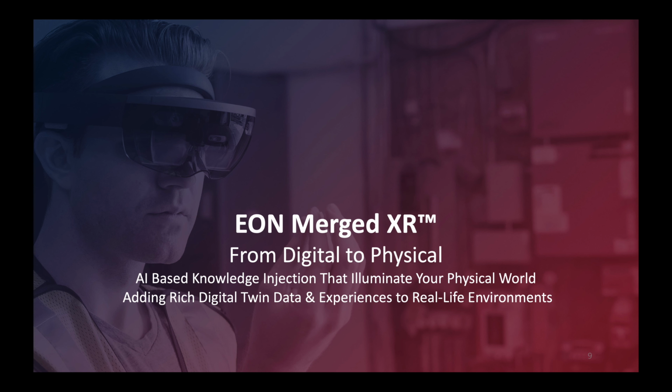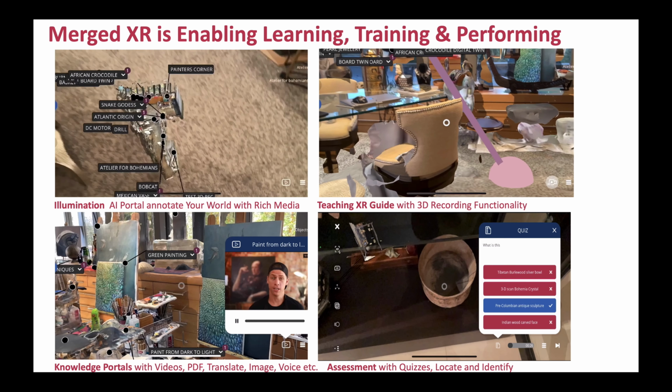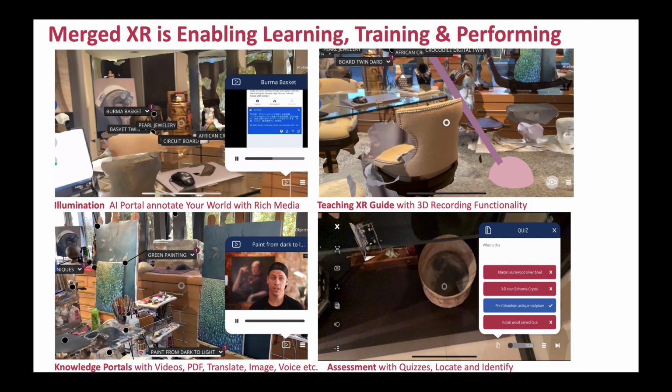Product. Let's move on to the second product, and that's what we call EON Merged XR. As the name implies, we are merging the digital and physical, but we are going from the digital to the physical. So the idea here is to illuminate your physical world with AI-based knowledge injections. So add rich digital twin data and experiences to real-life environments. That may sound complicated, so let me just show you.